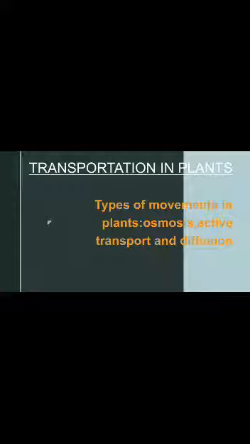Today we will be looking at the different types of movements in plants: osmosis, active transport and diffusion. Now for a better understanding, we will revise the previous concept. I'll give you an example.